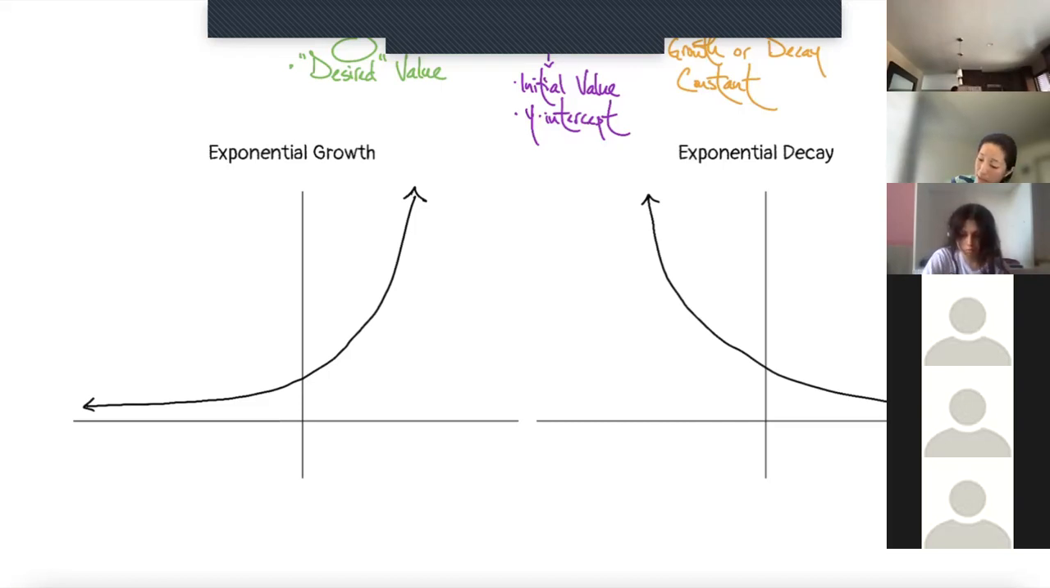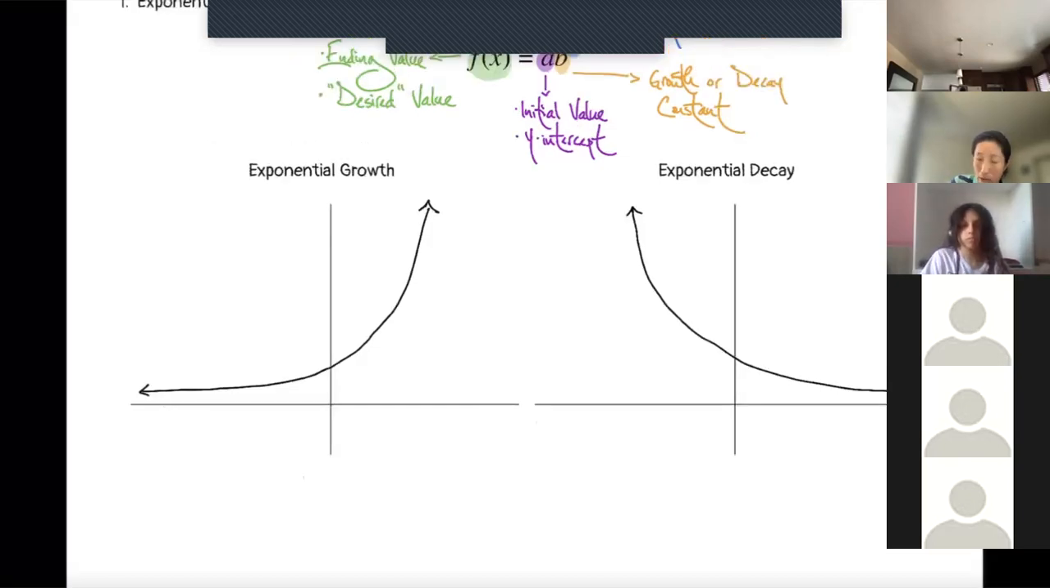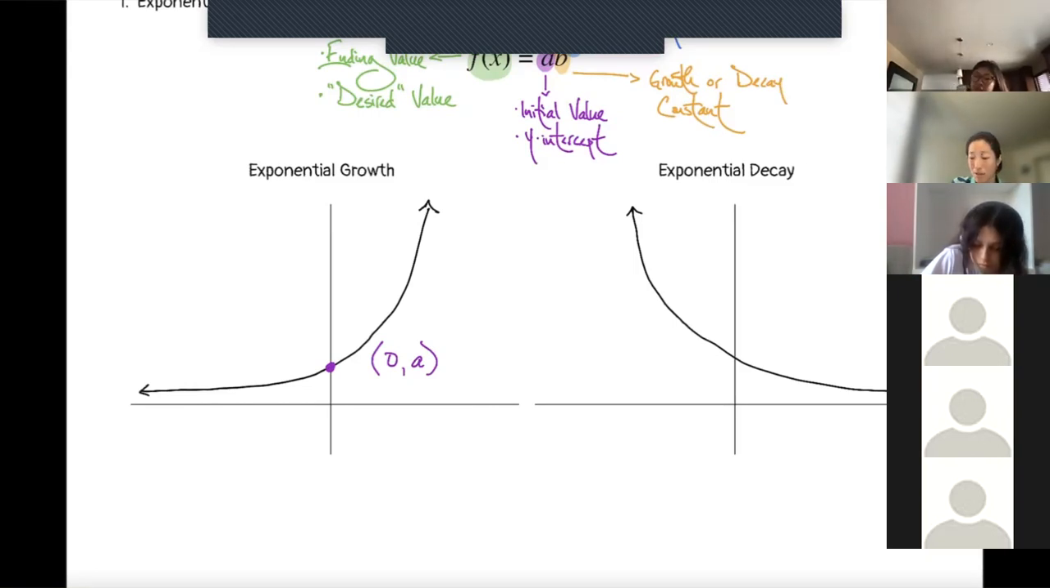Okay. Now, one thing that would be important for us to know is that both of these graphs share a few features, okay? And if we go back and use the same colors that we had from the equation, this point right here with the purple, we could say has a coordinate of 0, comma a. Right? That's actually going to be the same on the decay function. That y-intercept is going to be 0, comma a. Right? So same on both graphs.